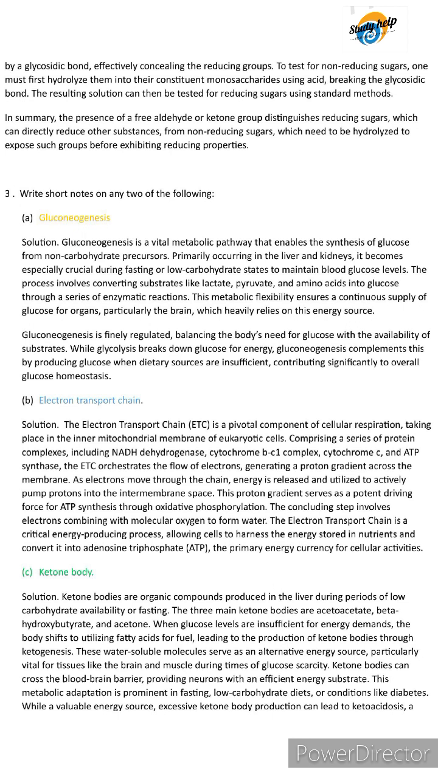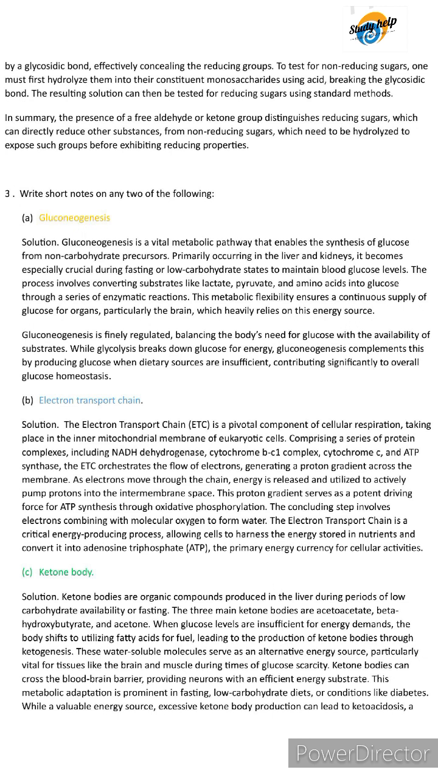B. Electron transport chain. Solution. The electron transport chain, ETC, is a pivotal component of cellular respiration, taking place in the inner mitochondrial membrane of eukaryotic cells. Comprising a series of protein complexes, including NADH dehydrogenase, cytochrome bc1 complex, cytochrome c, and ATP synthase, the ETC orchestrates the flow of electrons, generating a proton gradient across the membrane.